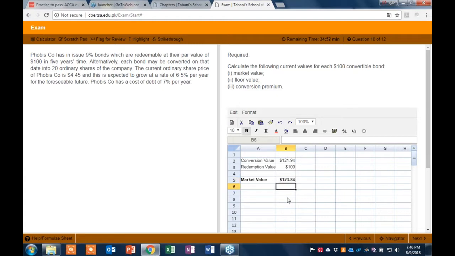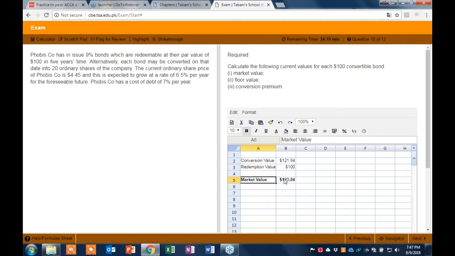So this is the market value of this convertible debenture. Now, it says calculate the floor value. Floor value is the minimum value of any debt. Now, I want you people to listen very carefully because this is a slightly tricky thing that I'm going to explain. As far as this convertible debenture is concerned, it will be traded in the market. It is expected to be traded in the market at $123.84.